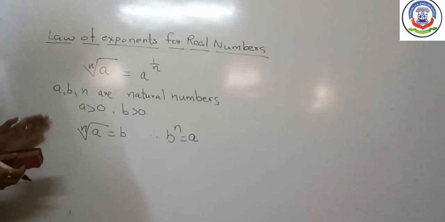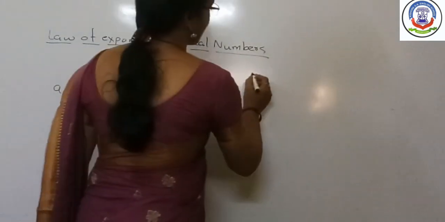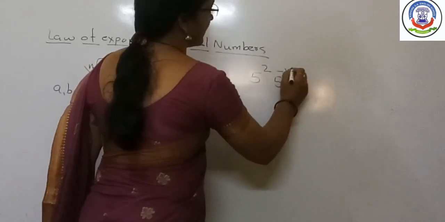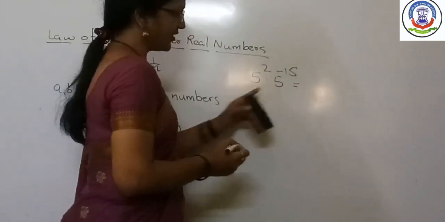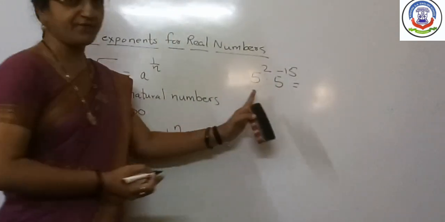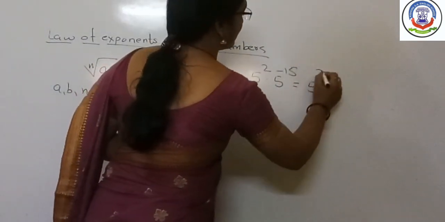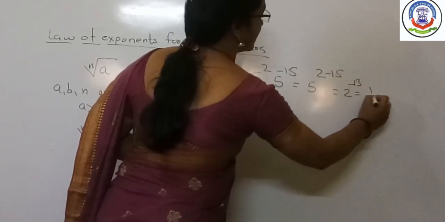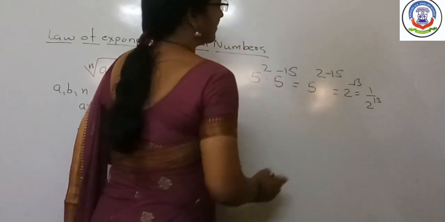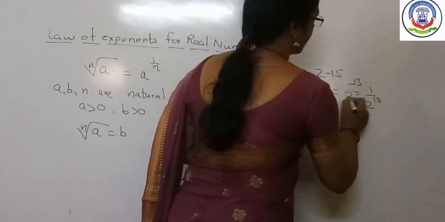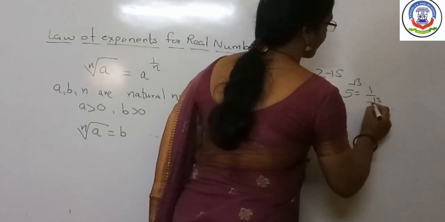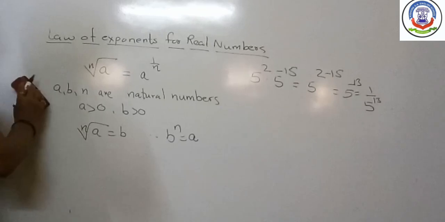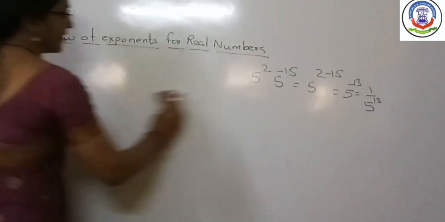Now we will consider examples of negative exponents first. 5^2 into 5^(-15). Now, what will happen to this? 5^2 into 5^(-15) will be 5^(-13). Write the reciprocal of that, which is 5^13. Now I am going to explain the next part of it.